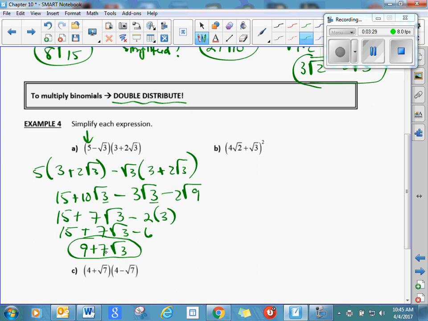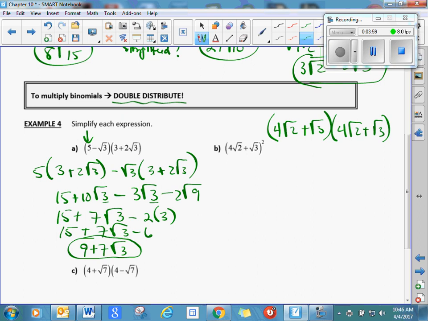Don't try to add that 9 and 7 together. People do that, but you can't. Okay, here's another, here's a binomial times himself. So if you want to stretch this out, it looks like this. Looks like that. And I'm going to go ahead and multiply that. So I'm going to double distribute.